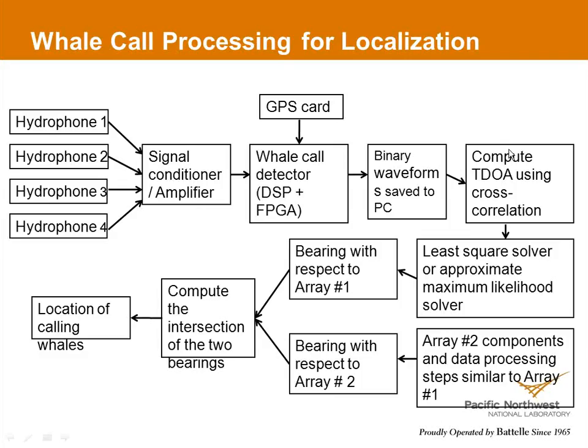Okay, here we go. I want to talk about the localization now, which is the last part of the sequence, detection, classification, localization being the sequence. The way this works is that we have all 4 channels of the array coming into an amplifier. Then it goes through the detector. Binary waveform is saved to storage, and then we use a least squared solver or maximum likelihood to get a bearing to the array, and then we can compute the intersection of the 2 bearings to give us a range.